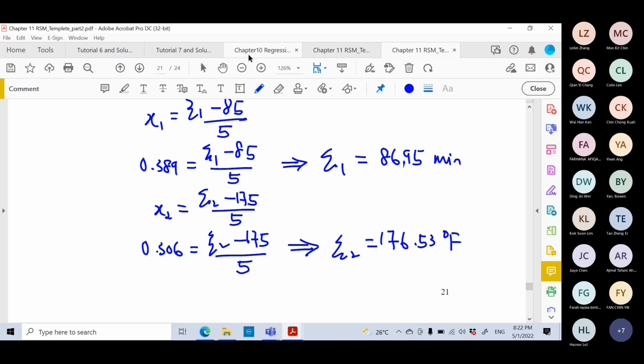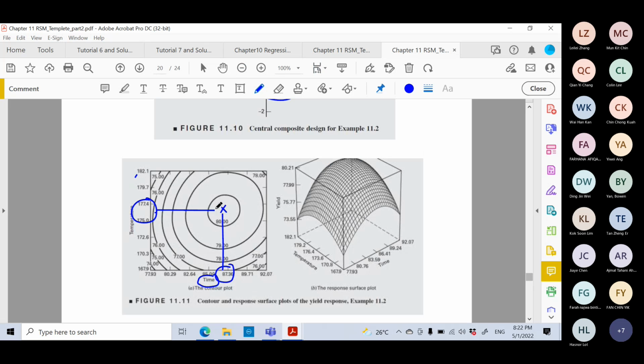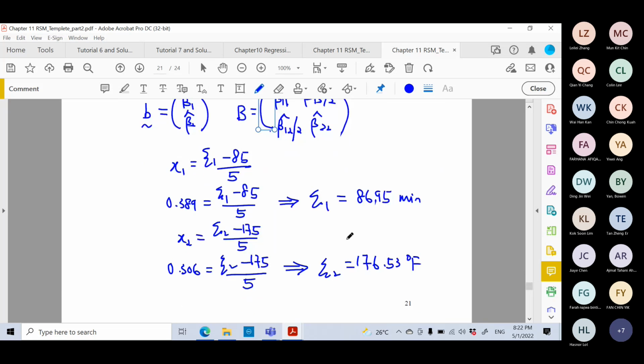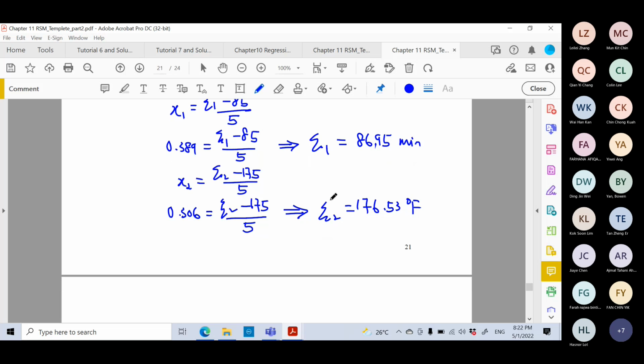If you are able to plot here, it is roughly around 87, and then this one is roughly around 176. Because we do not necessarily know exactly where the optimum is and how we want to read it, but roughly we know it is here. Okay, so this one is just a stationary point.